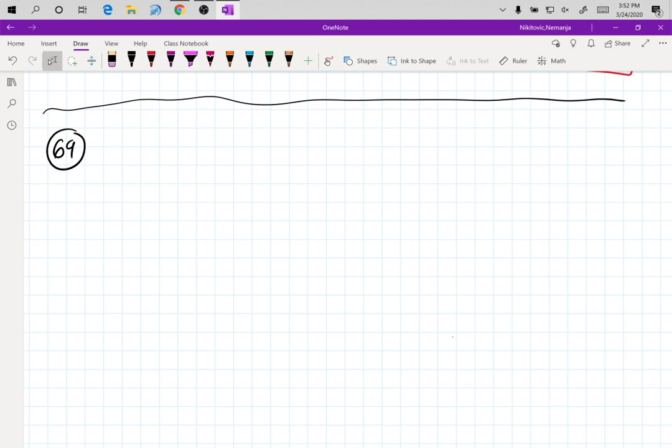All right, let's go and see problem 69. So this is for the calories, page 278.